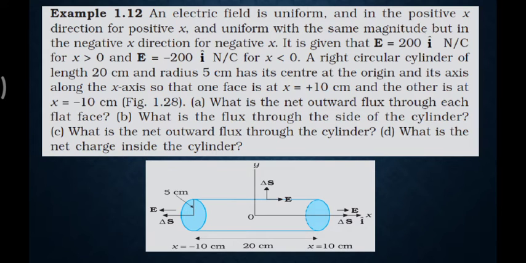Task B: what is the flux through the side of the cylinder, that is, how much flux from the sides only. And task C is the net outward flux, from the side, the cylindrical part, and from the total. And what is the net charge inside the cylinder? At the end we also have to find the total charge which is inside the cylinder.